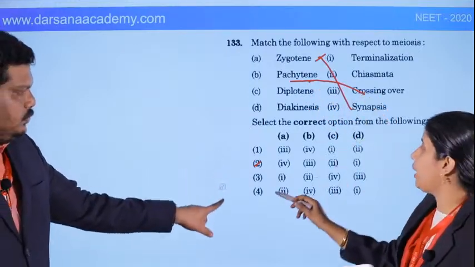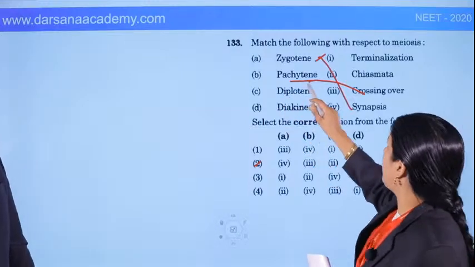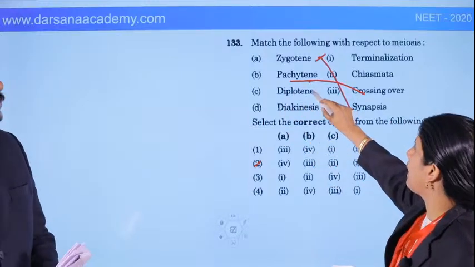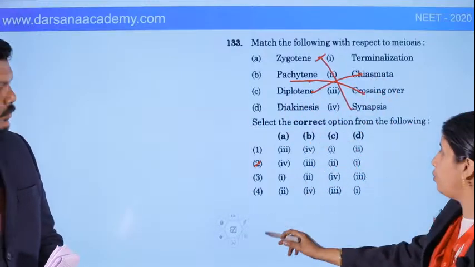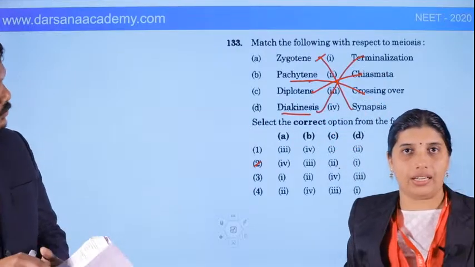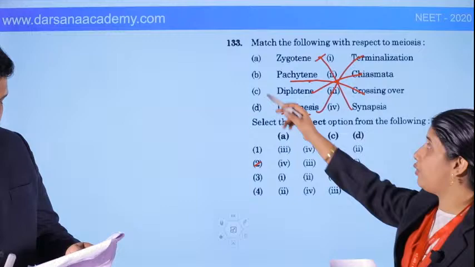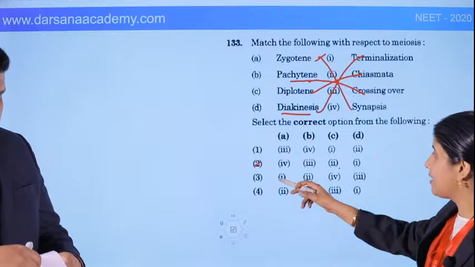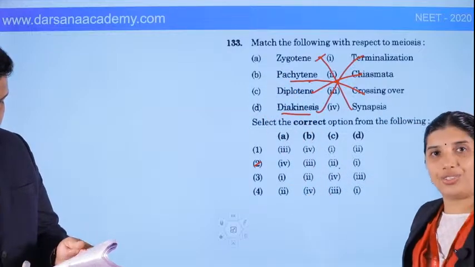That is B3. And what about diplotene? We can see chiasmata, C2, yes. And what about diakinesis? Terminalization of chiasmata. What's the answer for question number 133? 2 is the correct answer for this question.